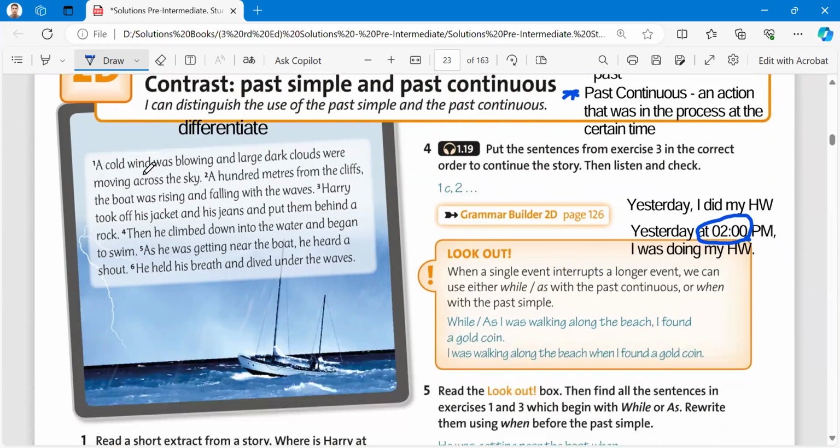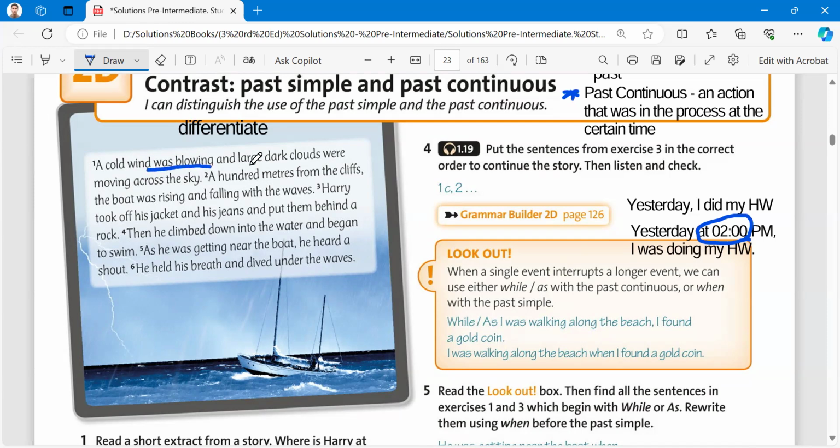Now let's begin here. A cold wind was blowing and large dark clouds were moving across the sky. 100 meters from the cliffs, the boat was rising and falling with the waves. Harry took off his jacket and his jeans and put them behind a rock. Then he climbed down into the water and began to swim. As he was getting near the boat, he heard a shot. He held his breath and dived onto the waves.